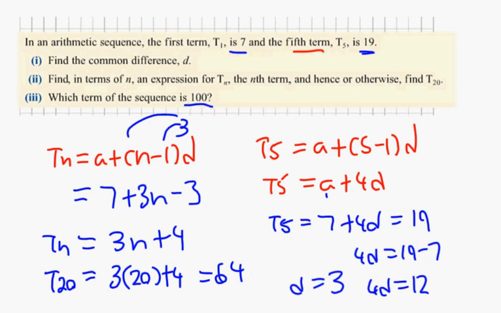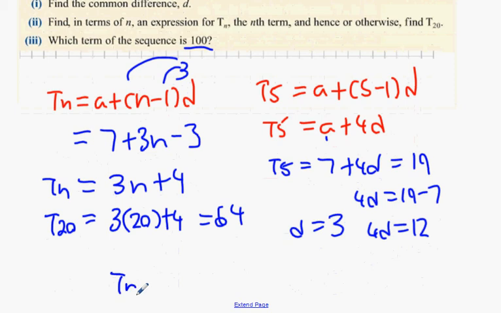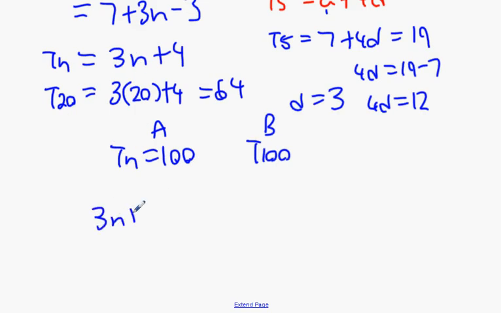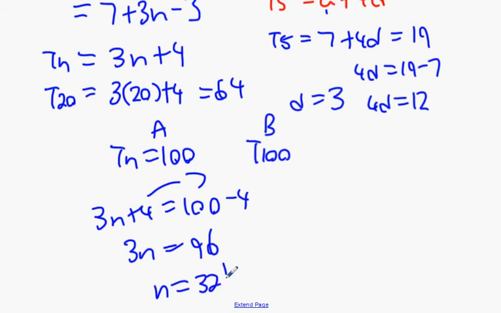Finally, which term of the sequence is equal to 100? Is it Tn equals 100, or is it T100? What is that question asking us? Option A or option B? Option A, Tn equals 100, tells you which term equals 100. T100 is what the 100th term is equal to. So we're going to go for Tn equals 100. 3n plus 4 equals 100. Bring over the 4. 3n equals 96. n equals 32. The 32nd term. Okay, that's it.